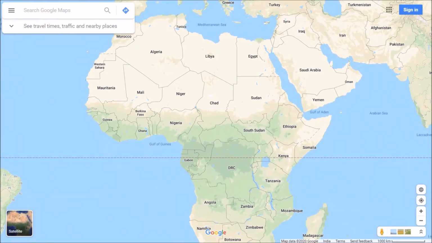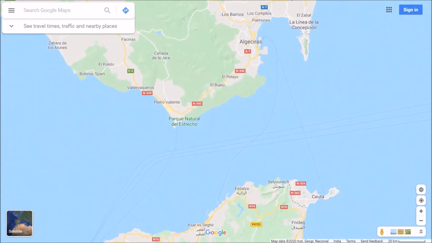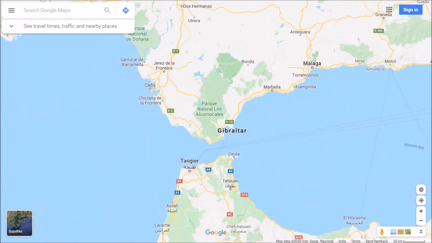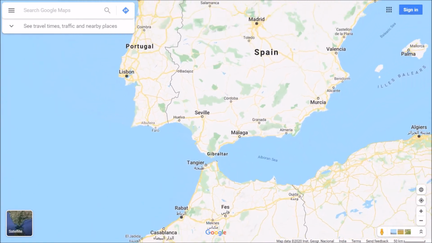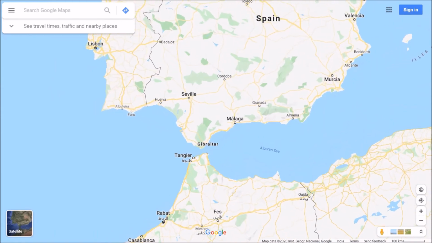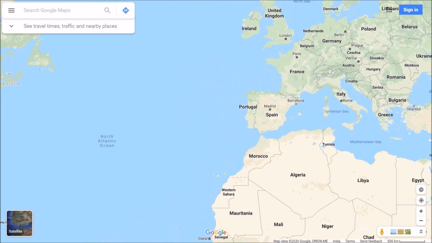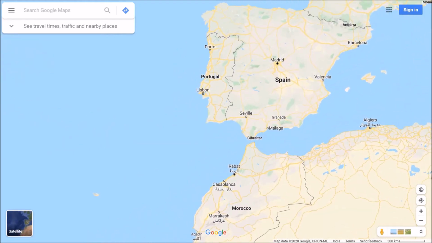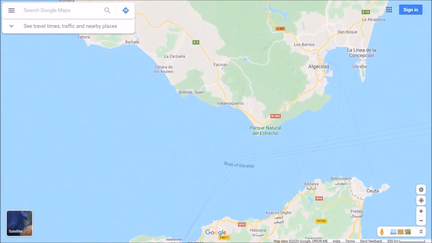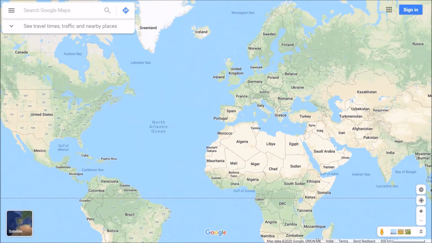Now, another very important strait is the Strait of Gibraltar. The Strait of Gibraltar is present between the landmass of Africa and Europe. This Strait of Gibraltar connects the Mediterranean Sea to the Atlantic Ocean. So it is also of prime significance. You need to remember even this.